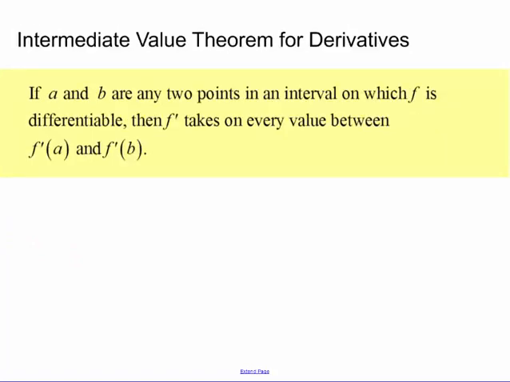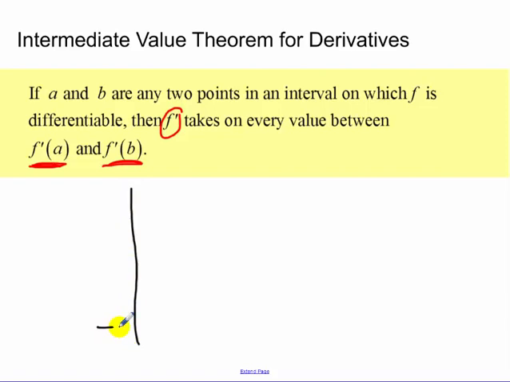Also, an important theorem that we have is the intermediate value theorem for derivatives. Remember, we talked already about the intermediate value theorem for continuity. So if a and b are 2 points on an interval for which f is differentiable, so I'm also continuous, then our derivative takes on every value from f prime of a, the derivative at a, to the derivative at b.